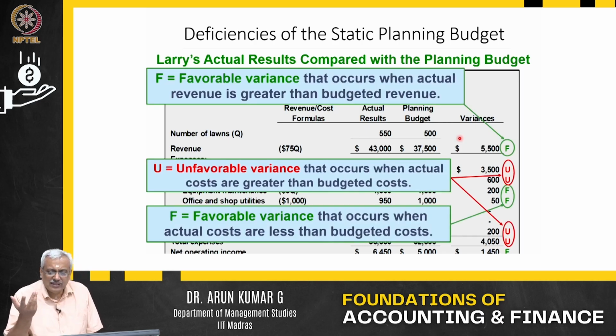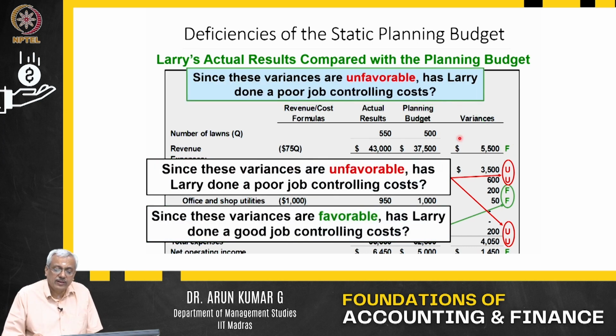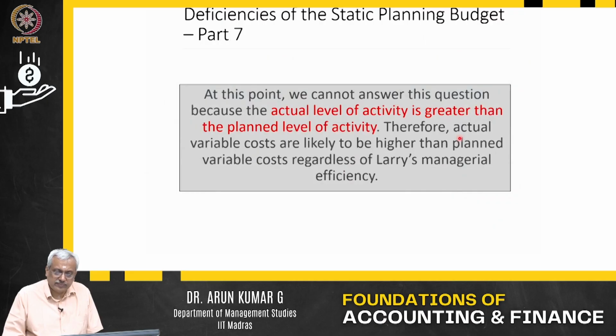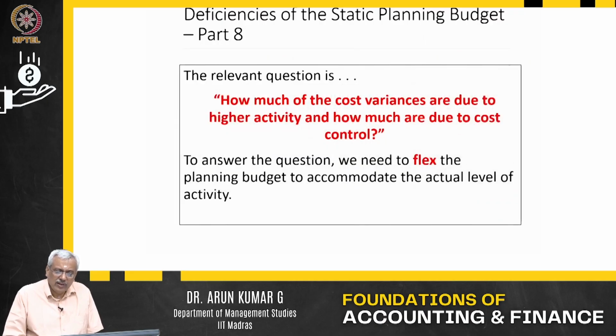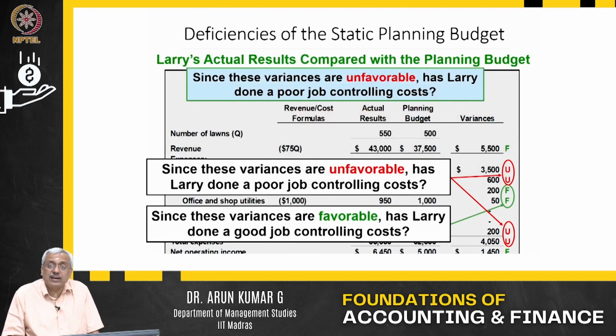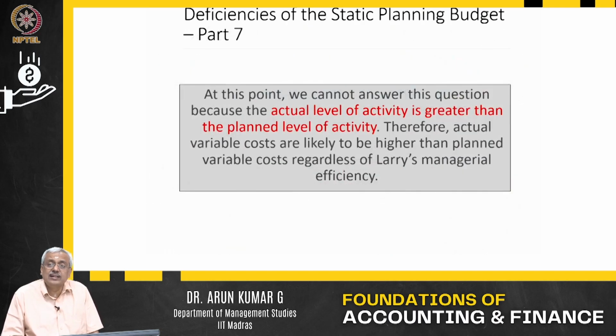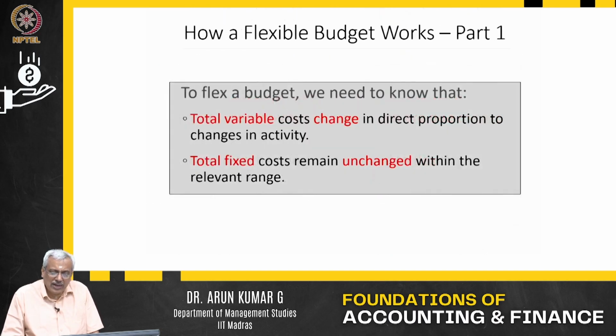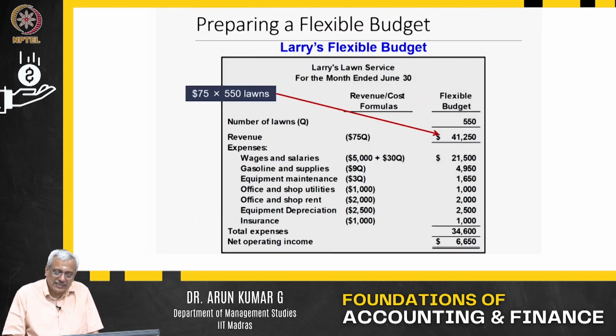Favorable occurs when actual is greater than budgeted revenue. Unfavorable occurs when actual cost is more than the budget, and so on and so forth. Now, this basically is a deficiency in static planning. Static planning will not help you, because it will basically give you a wrong estimation. That is what static is. Now, what are we going to do? Let us look at flexible. We will change it.